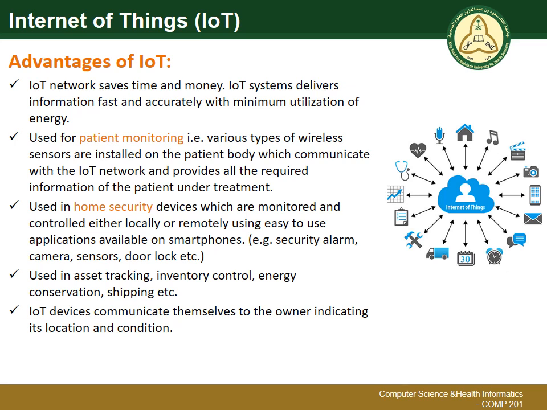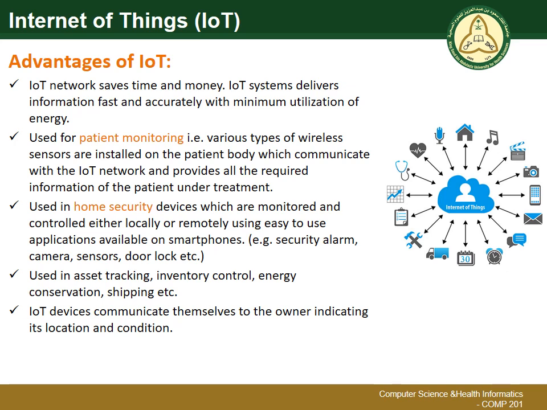IoT is used now for patient monitoring. For example, various types of wireless sensors are installed on the patient body, which communicate with the IoT network and provide all required information of the patient under treatment. So the patient can be in a room and the physician or the nurse can be in another room. By connecting those types of wireless sensors, we can monitor the patient remotely. So by knowing their blood pressure, we can know everything about him remotely.